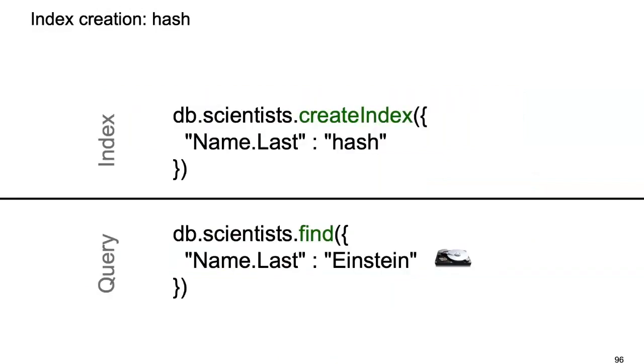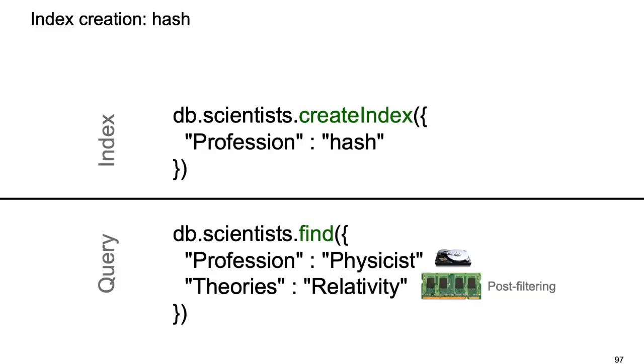Here's an example. Imagine I create an index, name.last, as a hash. It means it indexes the field last within an object associated with the field name on an entire collection. So assume I've done it. I already created the index. Then I call find name.last Einstein. That's instant. 2 milliseconds, instant.